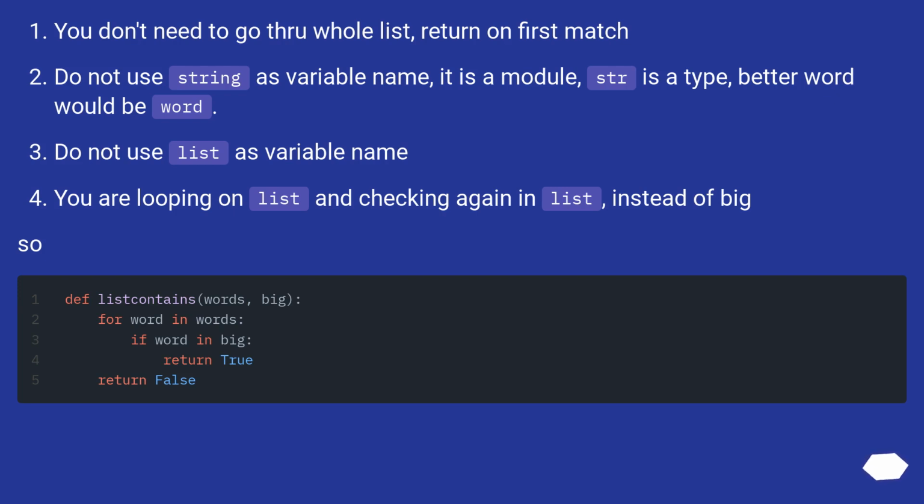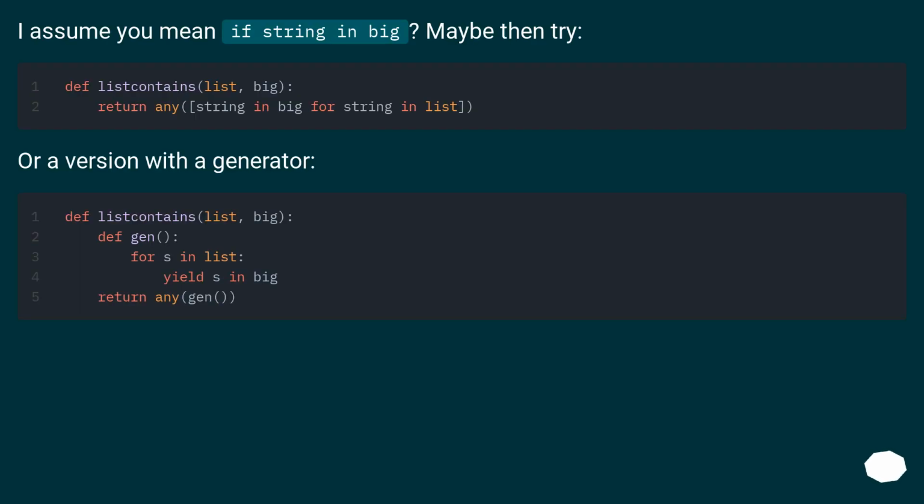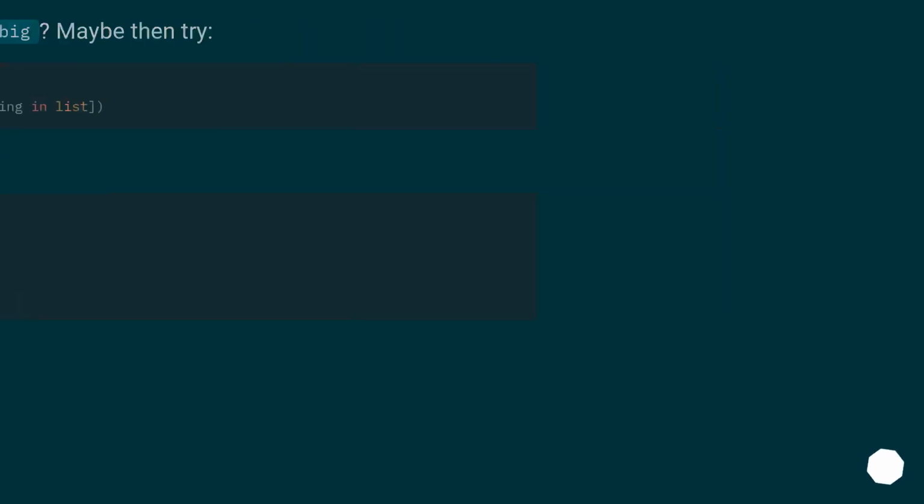You are looping on list and checking again in list, instead of big. So. I assume you mean a string in big? Maybe then try. Or a version with a generator. Is an oxymoron, isn't it?